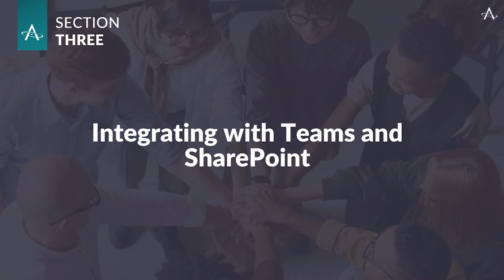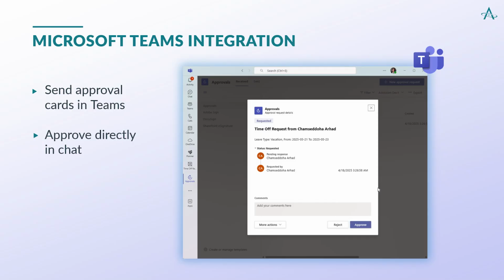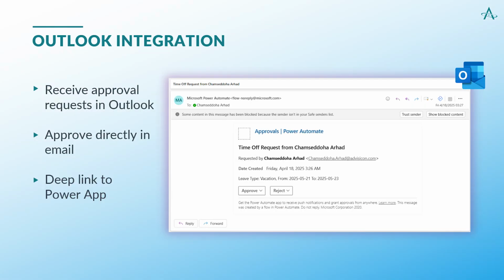Integrating with Teams and SharePoint. One of the most user-friendly features is how Power Automate integrates with both Microsoft Teams and Outlook. In Teams, approvers receive a rich adaptive card with all the request details. They can approve or reject the request directly in chat without opening any other app. And if your team prefers email, the same approval card is also sent via Outlook. Again, all the necessary information is there and actions can be taken instantly, approve or reject with one click.